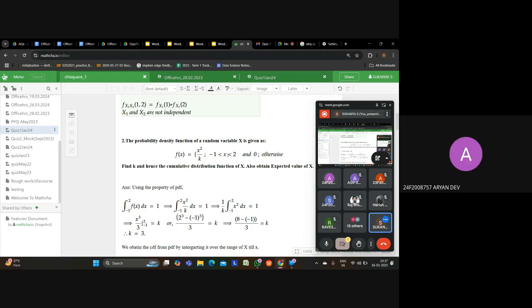Sorry, y. Minus 1 to y. Why? Because what does CDF say? CDF definition says probability of x less than or equal to x, right? We want the probability till the point x. Whatever x is, we want it till the point x.